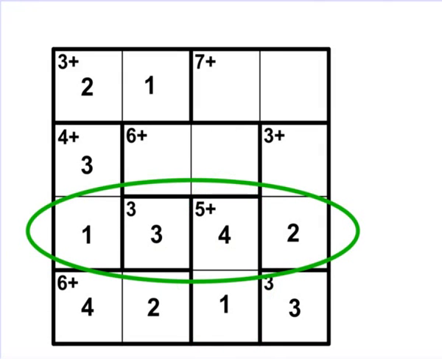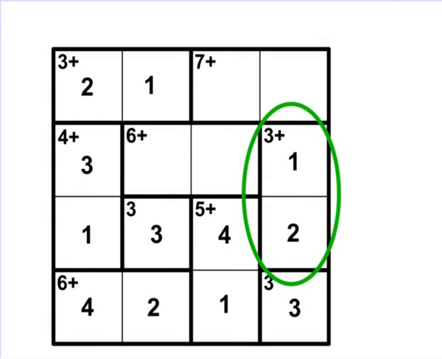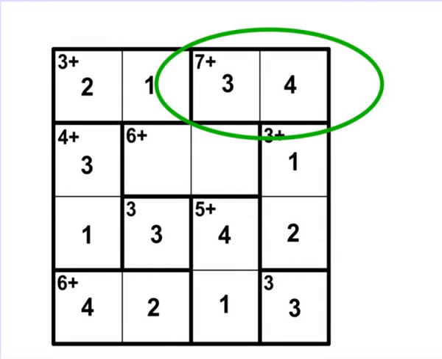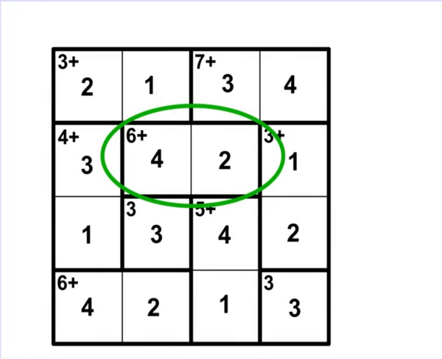Fill in the missing 2 in the third row, so above it there must be a 1. Then at the top right there should be a 4, with a 3 next to it to make 7. And the rest is easy. There you go, we finished the puzzle.